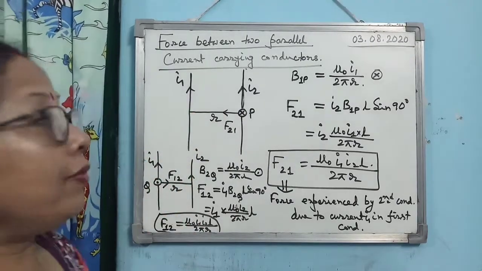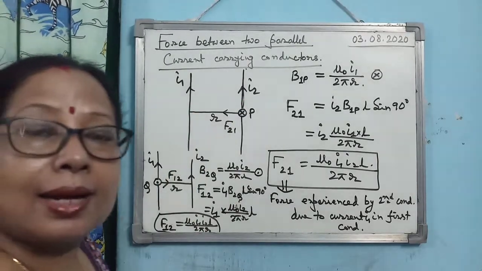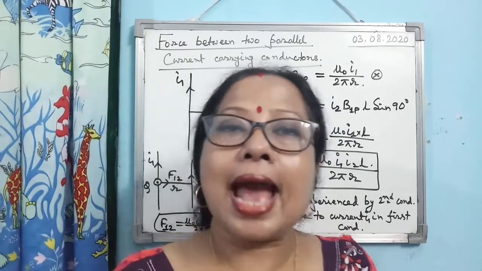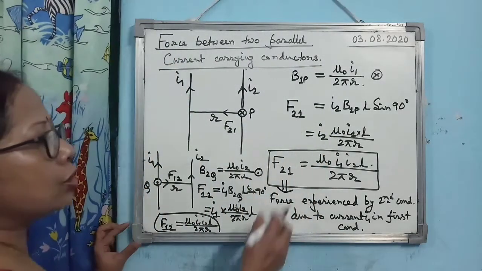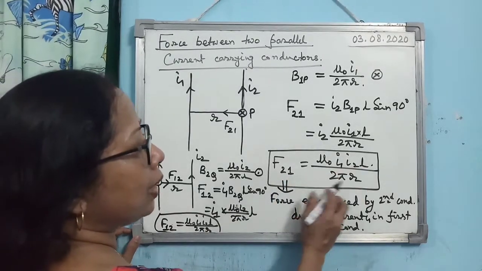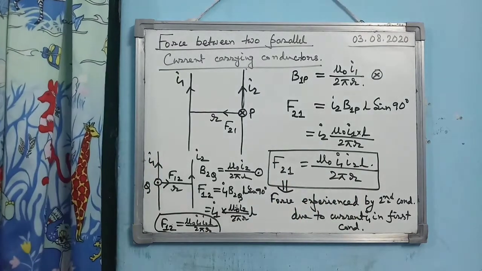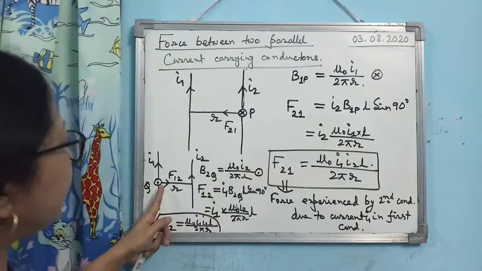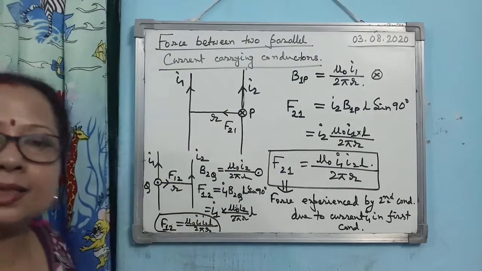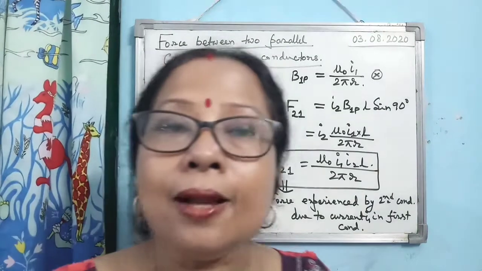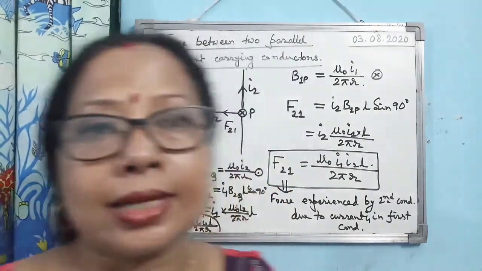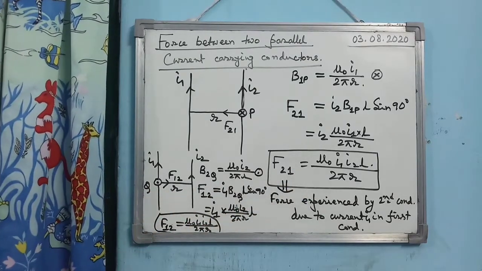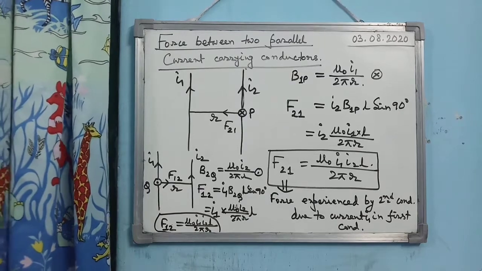What does it mean? When the two parallel current carrying conductors carry current in the same direction, they attract each other. Alright, and they attract each other by a force given by mu 0 I1 I2 L by 2 pi R. Okay, so here I am repeating, when the current is in the same direction, from the direction of F12 and F21 it is clear that the two conductors will attract each other. Okay, and what will be the magnitude of the force? Mu 0 I1 I2 L by 2 pi R.